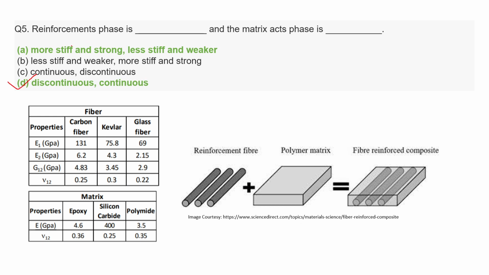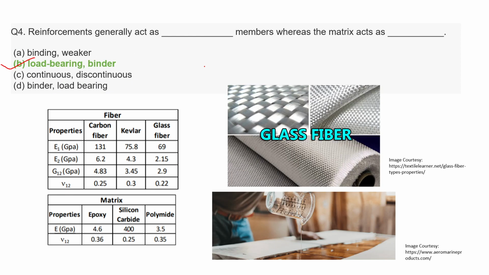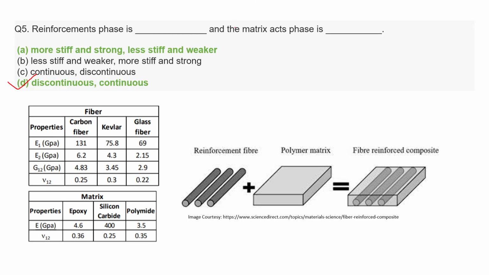And the second answer, less stiff and weaker or more stiff and strong. So from the previous discussion we can see that the load bearing is our reinforcement. So as the reinforcement is bearing all the load, it has to be more strong. And also from this table you can see their modulus values are higher for the reinforcement than the matrix. So option A will be your correct answer, that the reinforcement is more stiff and strong, whereas the matrix is less stiff and weaker.